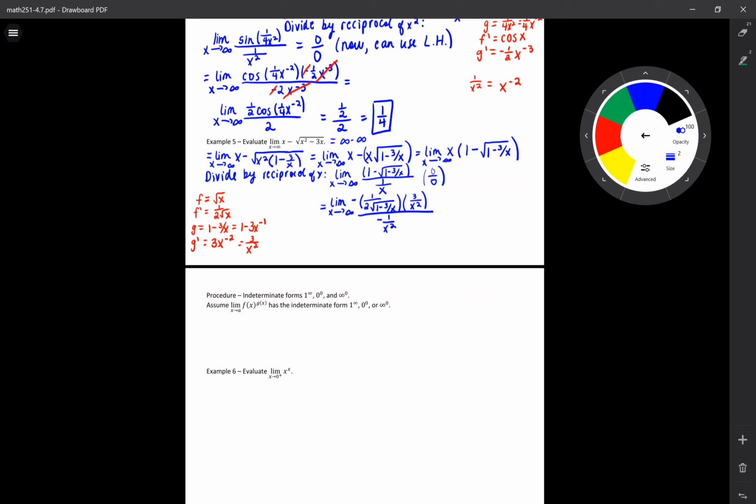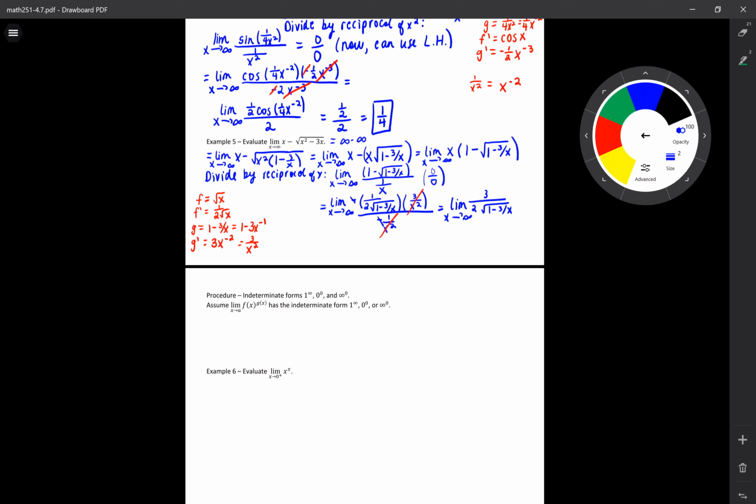Okay, now let's take a look. Can I cancel anything out? Well, I can. I have a 3 over x squared here on the top and a negative 1 divided by x squared on the bottom. So first I'm going to cancel this negative with this negative. And if I cancel this 1 over x squared with this 3 over x squared, I'll still be left with that constant 3 on the top. So I'll have the limit as x goes to infinity of 3 over 2 square root 1 minus 3 divided by x.